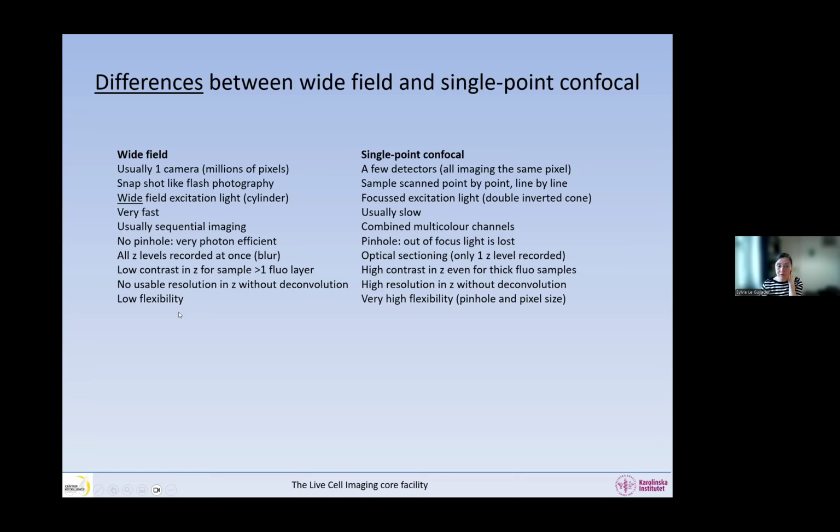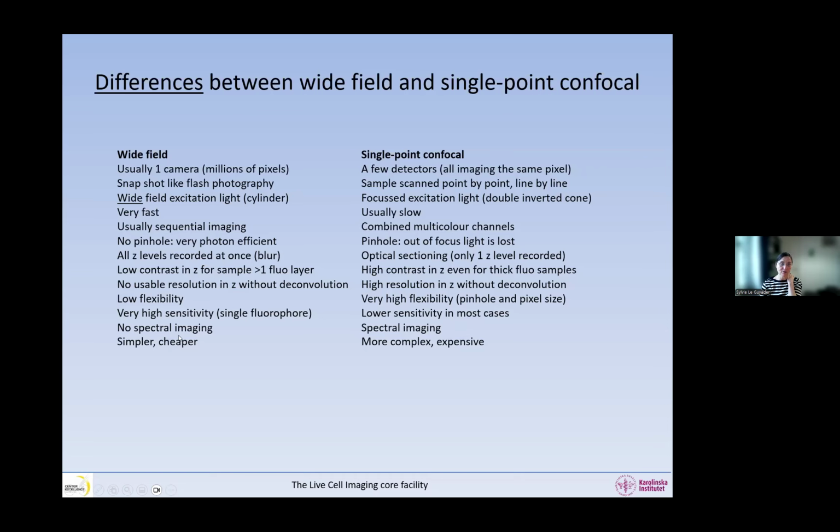On the wide field system, we have a low flexibility, and I will explain later. And on the single point confocal, one of the advantages is the high flexibility. We can change the pinhole size, and we can change the pixel size the way we want. And on the wide field system, we have super high sensitivity, so we can measure single fluorophores. And in single point confocals, in most cases, you have a lower sensitivity than on a wide field system. We will talk about the difference between cameras and detectors next week. And on the wide field system, we have no possibility to do spectral imaging, whereas on the single point confocal, because we have different detectors, we can do spectral imaging. So that's also very useful.